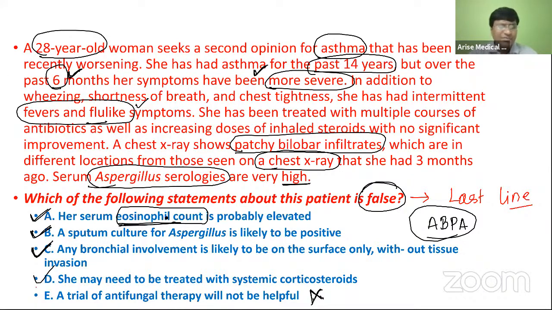So now you see here, very simple. What is the only take-home message? The take-home message is, in allergic bronchopulmonary aspergillosis, it is not just steroids which are required. In active cases, you should also give antifungal treatment or antifungal agents. That is the take-home message of this particular clinical question. If you know that point, then this question is not at all difficult. If you don't know that point, then this question will be very difficult, okay?